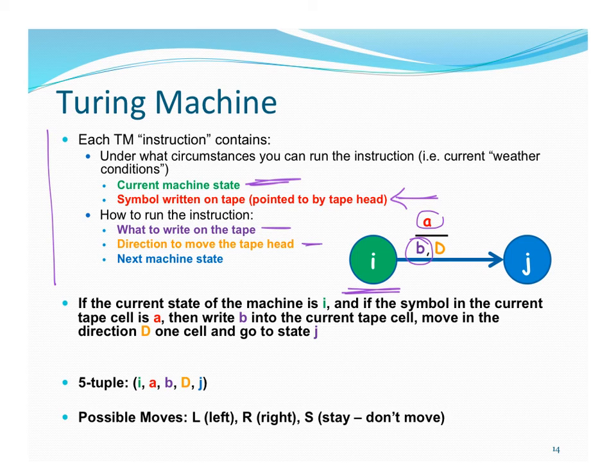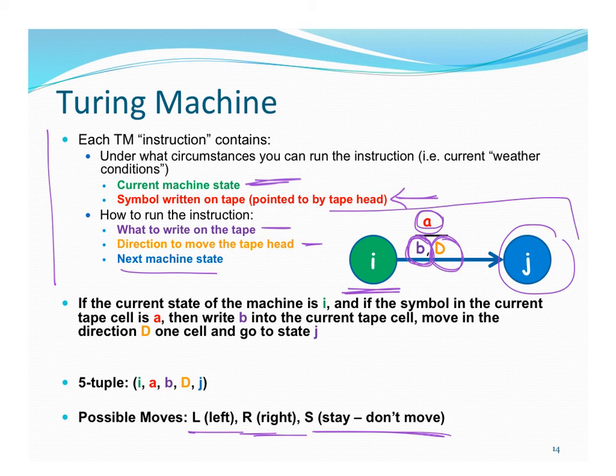And then there's the direction to move the tape head, right? So if I see the letter A, overwrite it with the letter B, or I could overwrite it with an A again if I wanted, and then move the tape head in this direction, and the possible moves are left, right, and stay put. Don't move the tape head. And then finally, where do I transition to? What's my next state? J, right? So that's what this notation has. The current state of my machine is I, and if the symbol in the current tape cell is A, then replace that A with a B in the current tape cell, move in the direction D by just one cell, and transition to state J.